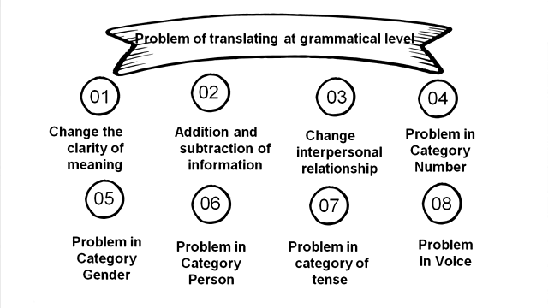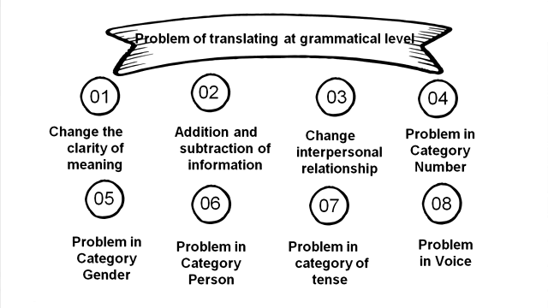Number 2. Addition and subtraction of information. Contrary to addition of the structure strategy, the addition of this information is done due to consideration of the clarity of the meaning. Here, the translator includes other information in the translated text because he believes that the reader really needs it.